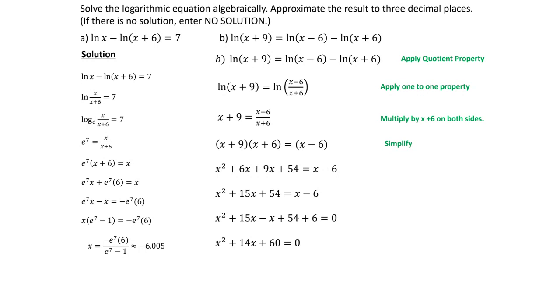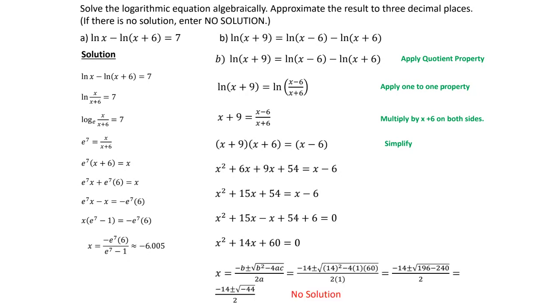Now, there are several ways to solve for x. We can use our quadratic equation, or we can try to factor this problem out. So for practice purposes, let's go ahead and use our quadratic equation. And when we do that, we see that we're going to get a negative number inside the radical. So that means we're going to get an imaginary number. So that means there's no solution for this problem.